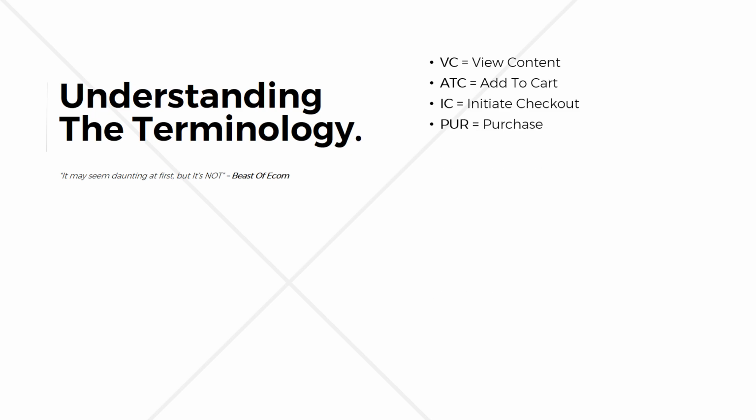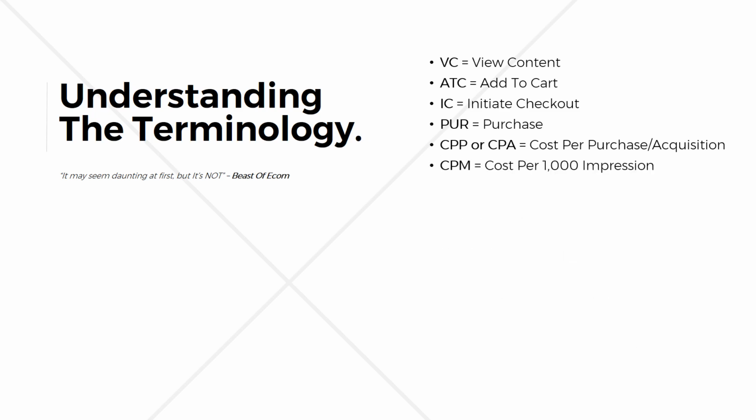Purchase, which is obviously a purchase. CPP or CPA, that is cost per purchase or cost per acquisition, and that is the cost for you to make the purchase. Okay, that's what that cost is. CPM, that is the cost per 1,000 impressions. When you're showing your advert to people, you're going to get a price, and that price shows basically how much it's costing you on average for your advert to reach 1,000 people. CPC, that is cost per click, how much you're paying per click essentially for someone to land on your website.